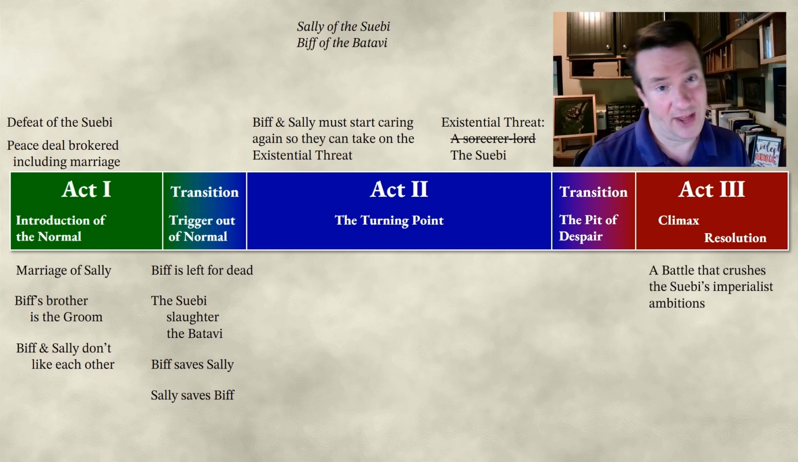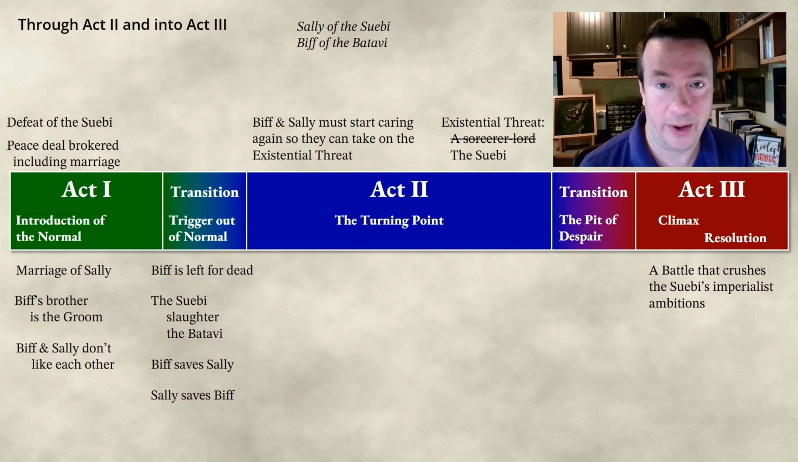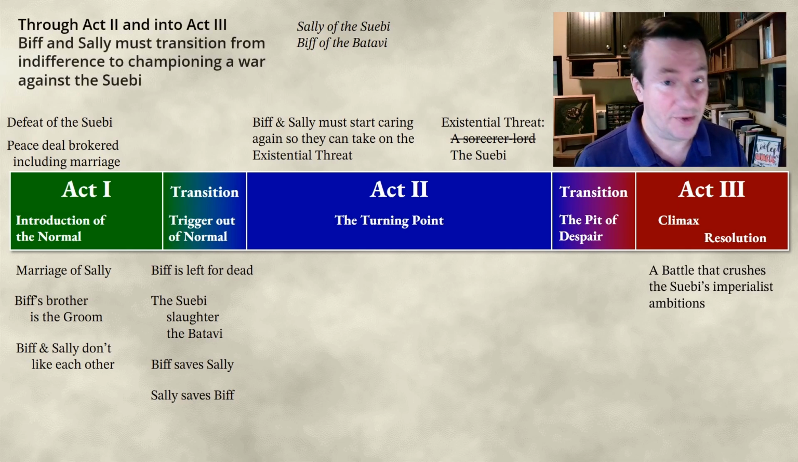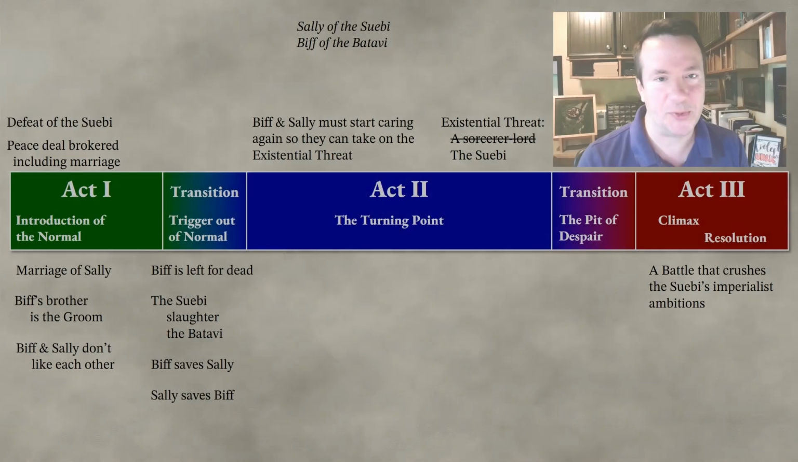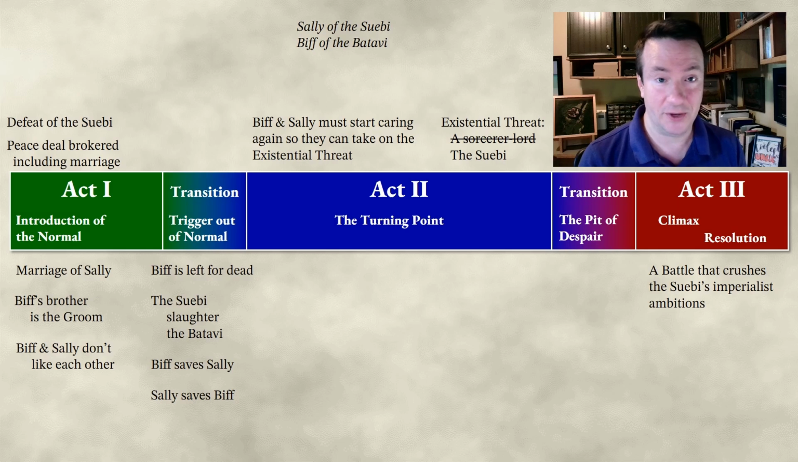This tells us that through Act 2 and into Act 3, Biff and Sally must transition from devastated indifference to championing a war against the Swebi and finally defeating them in the end. So how do we get there? I think the next thing we should look at is the turning point. That leaps out to me because we still haven't figured out that critical piece of turning from not caring to caring. And I see that taking place in the middle of Act 2 in the aptly named Turning Point.